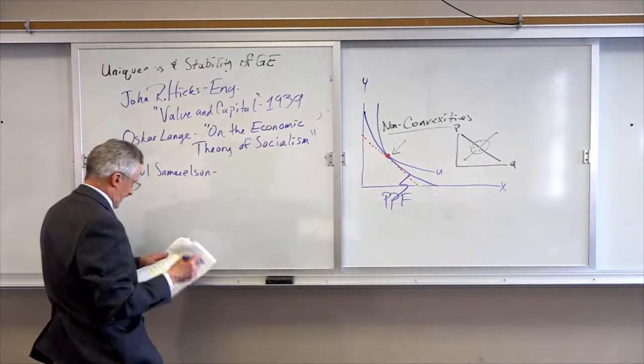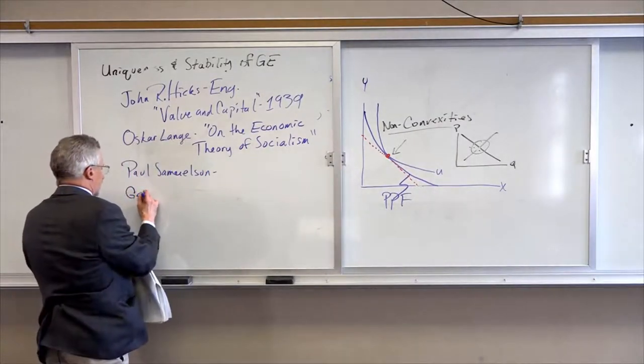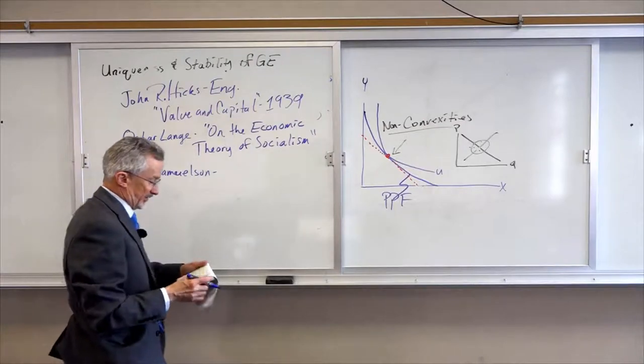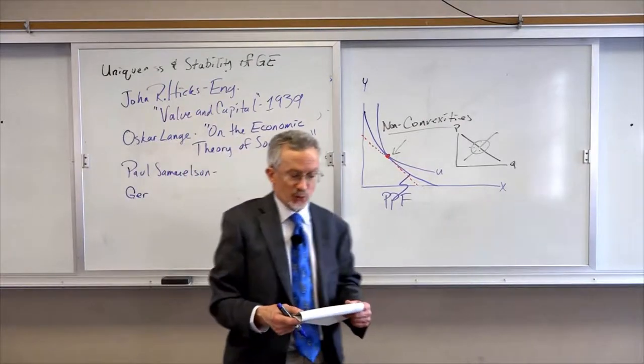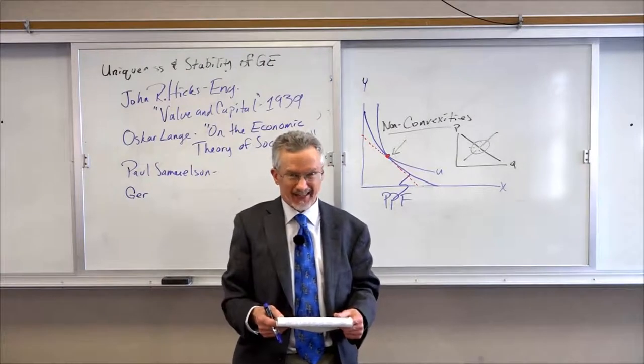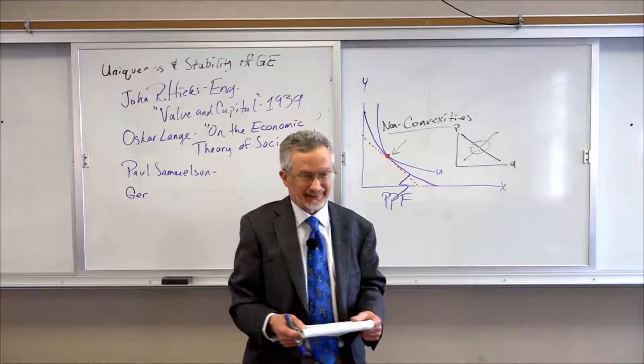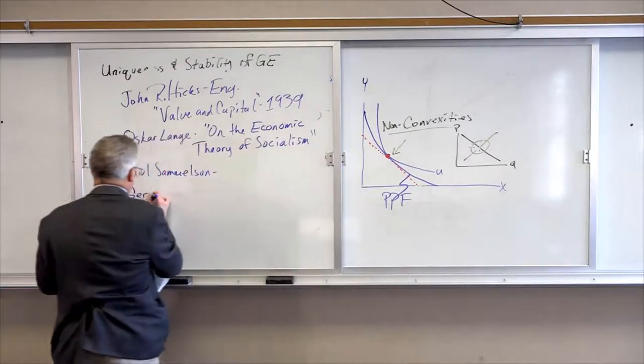Abraham Wald, we'll skip him, but Wald, 1936, gives the first proof of general equilibrium that has non-negative prices. All of the attempts before generated negative prices. This is hard to solve.